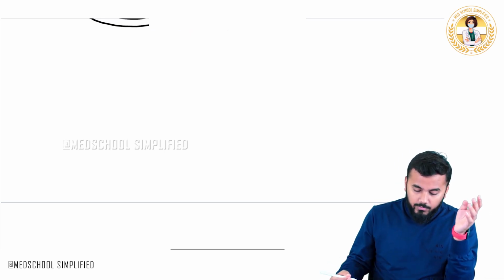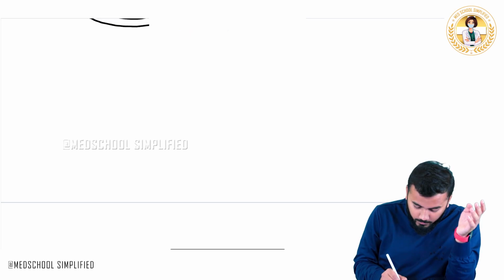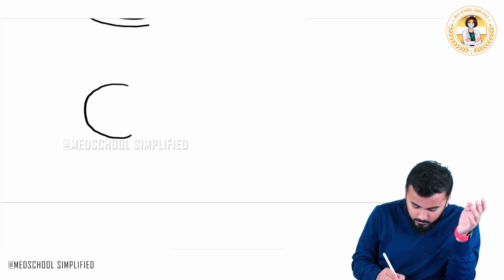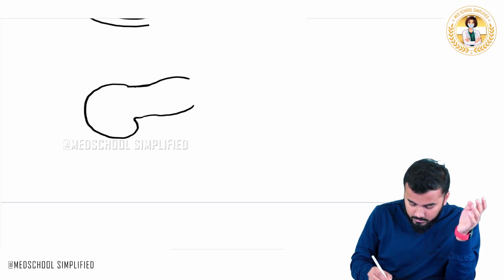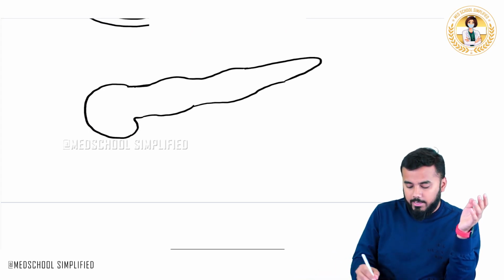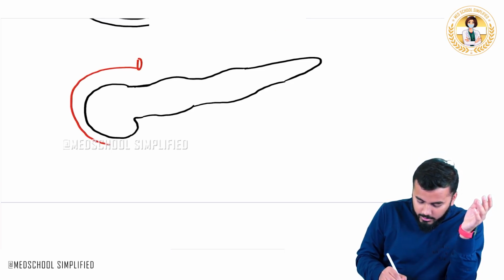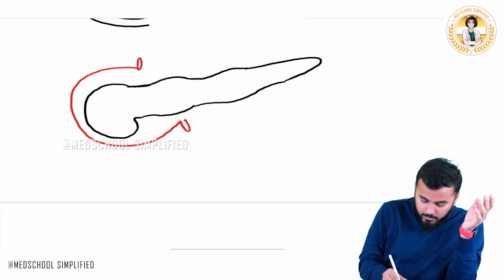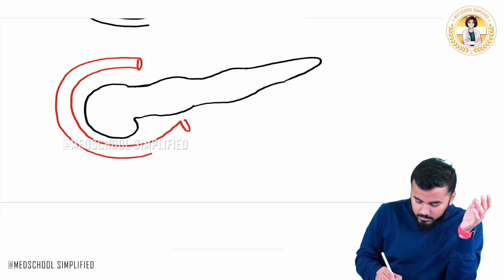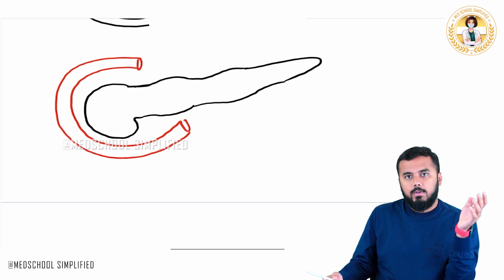Now if you look here, this is your pancreas like this. This is your pancreas. And where is it located? Obviously, your pancreas is located in the C-shaped loop here. So this is the loop of the duodenum where your pancreas is located.